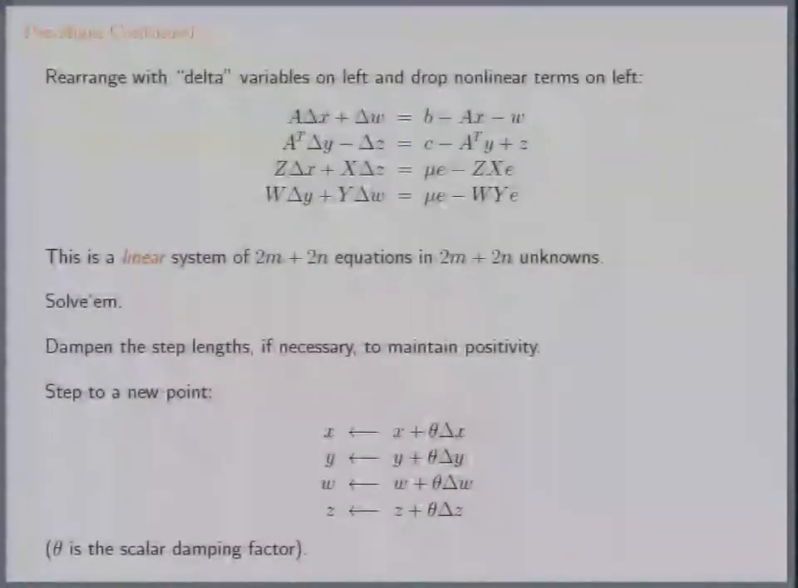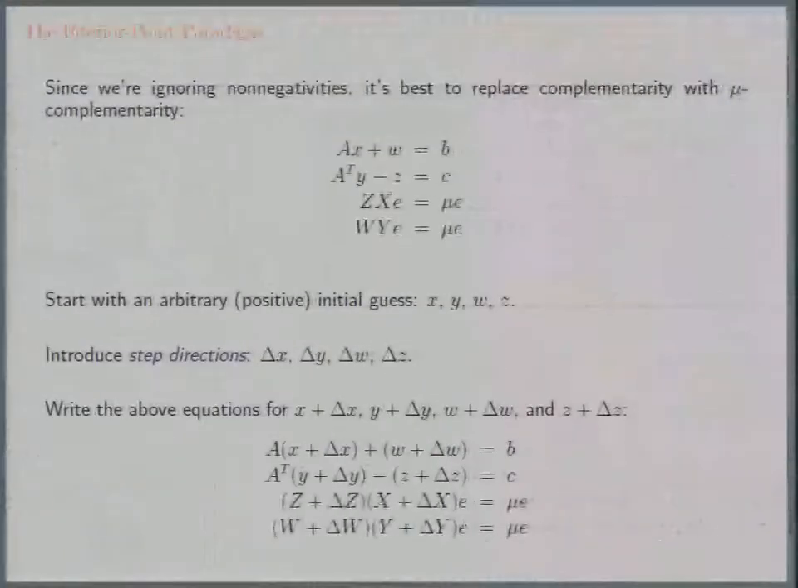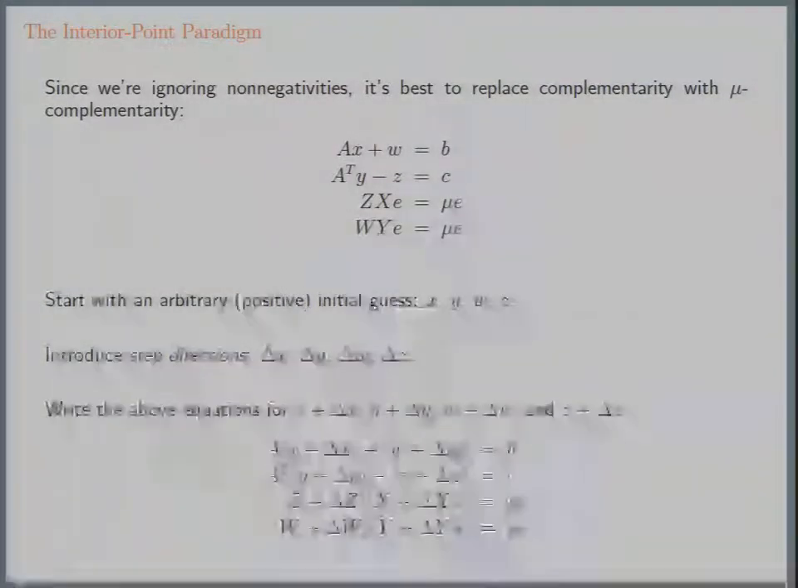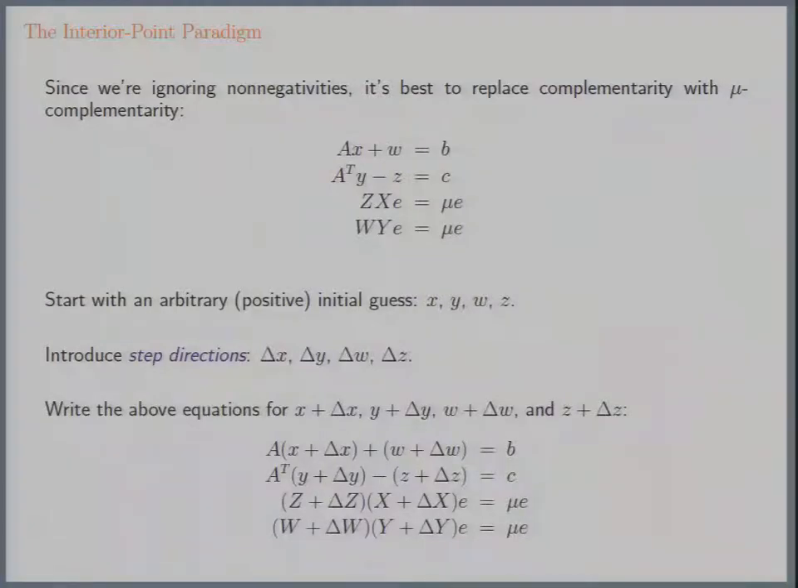Okay, let's look at that. If we rearrange it, well, let me go back to it. We're thinking of x, y, w, and z now as given. They're guesses of the solution. And so in this system of equations, it's the delta variables that we want to solve for.